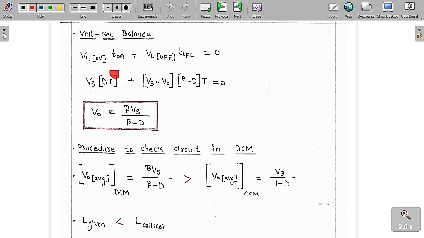VL on is equal to Vs, T on is equal to DT, plus VL off is equal to Vs minus V0, and T off is equal to (beta minus D) into T, all equal to 0. If you solve this, we are going to get V0 is equal to beta into DVs by beta minus D. Therefore the average value of the output voltage in the boost converter in the continuous conduction mode is Vs by 1 minus D, whereas in the discontinuous conduction mode the average value of the output voltage is beta into DVs by beta minus D. This is the important relation that you need to always remember.